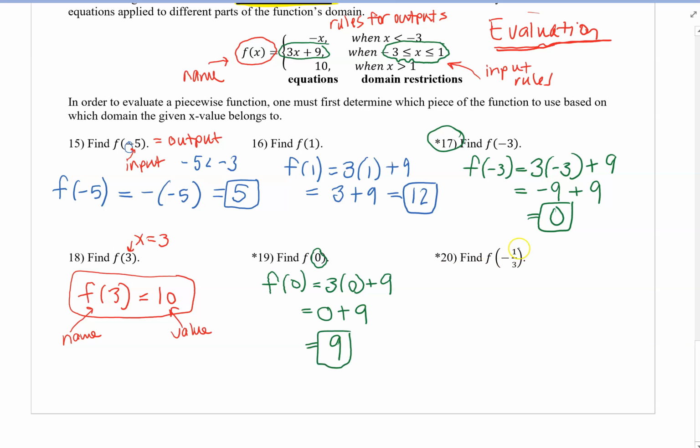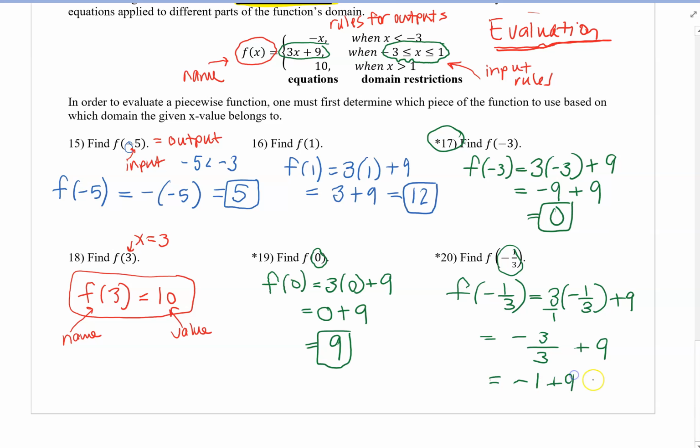For number 20, same thing. I have to figure out where would an input of -1/3 be allowed. Well, -1/3 actually also falls in this middle category. It's a number that's between -3 and 1. So I would use that middle expression again. And I would just substitute that in where the x is. And then you can think of the 3 right here as 3 over 1 and multiply straight across. So that's -3/3. And then 3 divided by 3 is just 1. So that's -1 plus 9, which equals 8. So f of -1/3 has an output of 8.